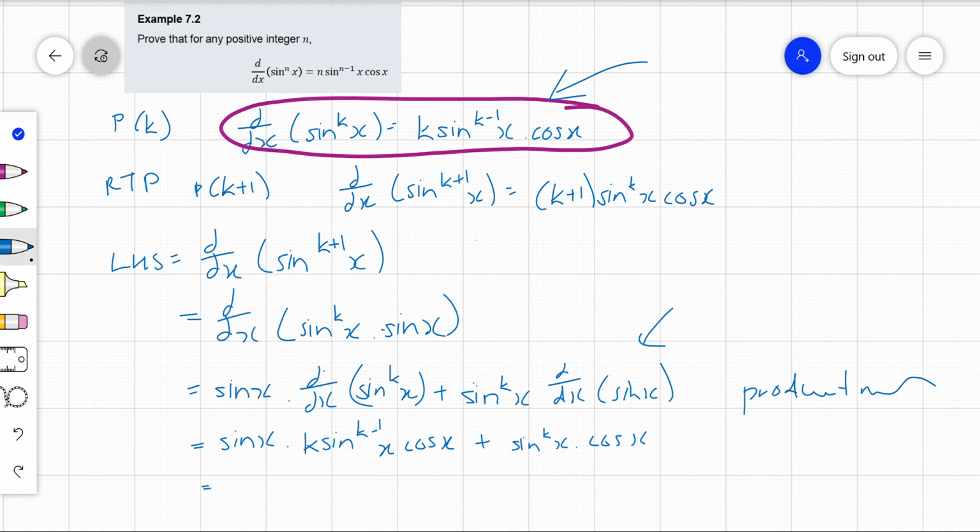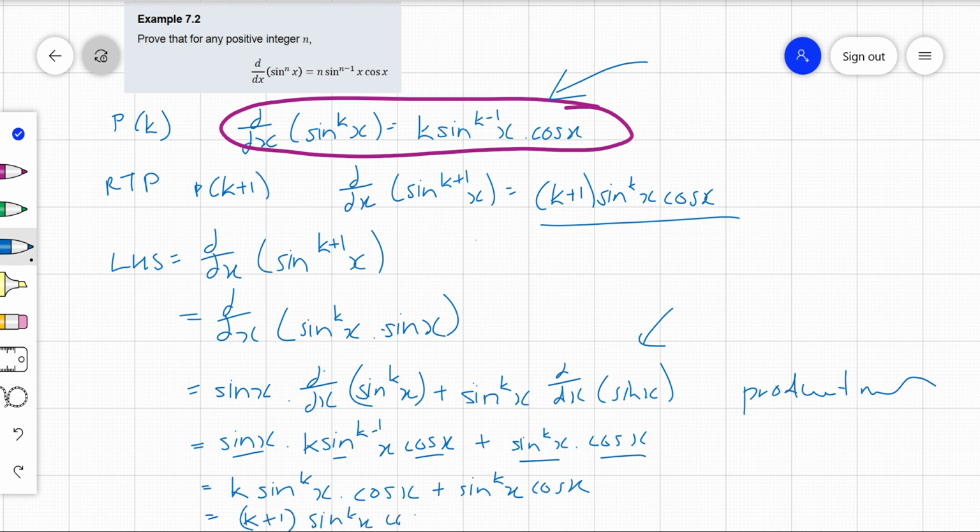Alright, what are we really looking for? We're looking for this side. So we want factors sine to the k x and the cos x. So they've both got a cos x. Do they both have a sine to the k x? This one does. This one is about to if I put these together. So I'm going to have a k and then a sine to the k x and a cos x, and this one's already got a sine to the k x and the cos x. Alright, what does that give us? It gives us k plus 1 sine to the k x cos x. Did I do that right? Which is what we wanted.